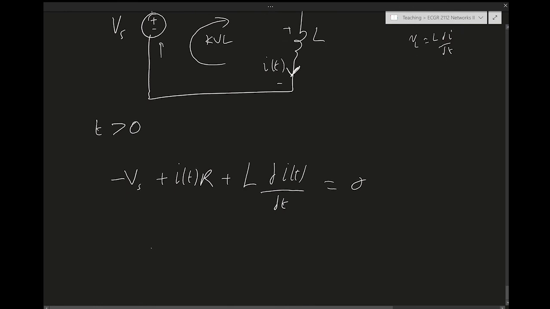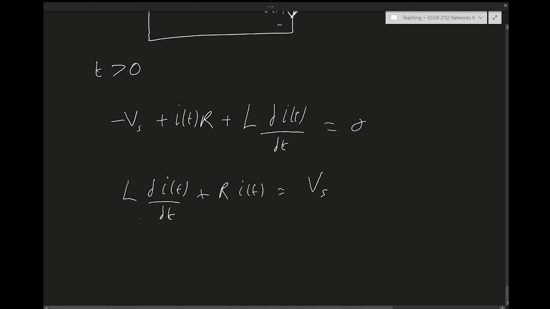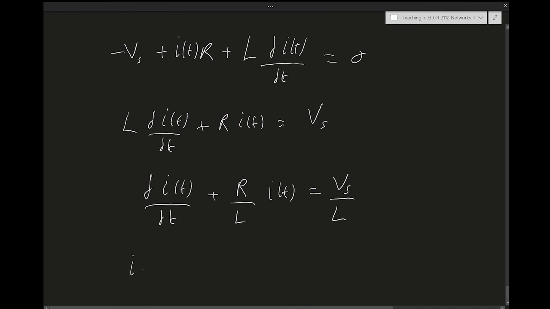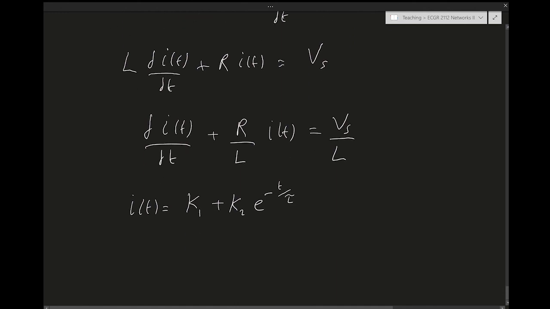So this would be the equation for the inductor. It will be L di(t) over dt plus R i(t) equals Vs. Let me normalize it. So I end up with di(t) over dt plus R over L i(t) equals Vs over L. And again, this is a first order equation. Instantly, I know that the solution will be K1 plus K2 e to the minus t over tau. In this case, i of infinity, when t equals infinity, this exponential term goes to 0, so i of infinity equals K1.